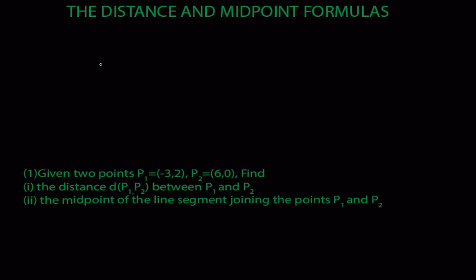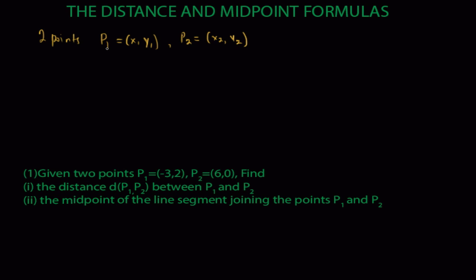Hi, today we'll be looking at the distance and the midpoint formulas. Let me start by giving you an overview of the distance formula, and that says that if you're given 2 points, say P1 equals x1 and y1, and then you're given another point P2 equals x2, y2.